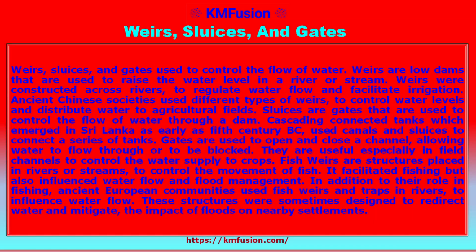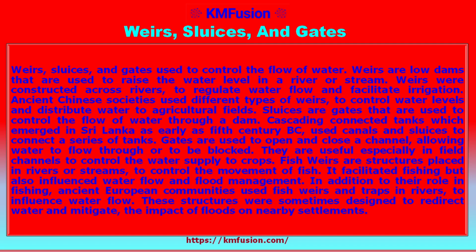Weirs, sluices, and gates are used to control the flow of water. Weirs are low dams that are used to raise the water level in a river or stream. Weirs were constructed across rivers, to regulate water flow and facilitate irrigation. Ancient Chinese societies used different types of weirs, to control water levels and distribute water to agricultural fields. Sluices are gates that are used to control the flow of water through a dam.